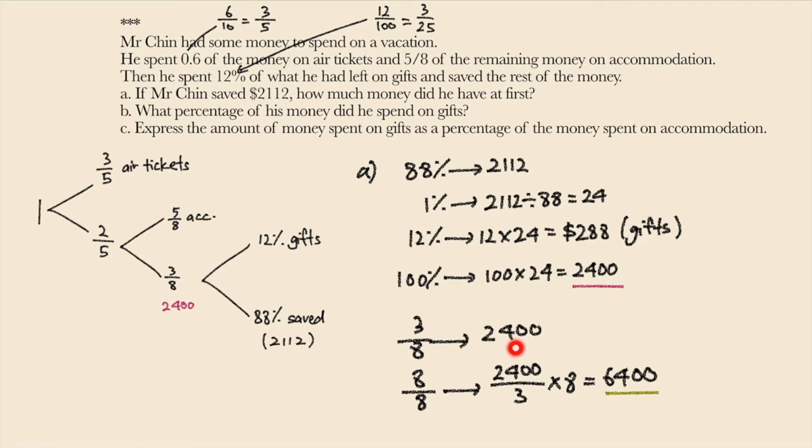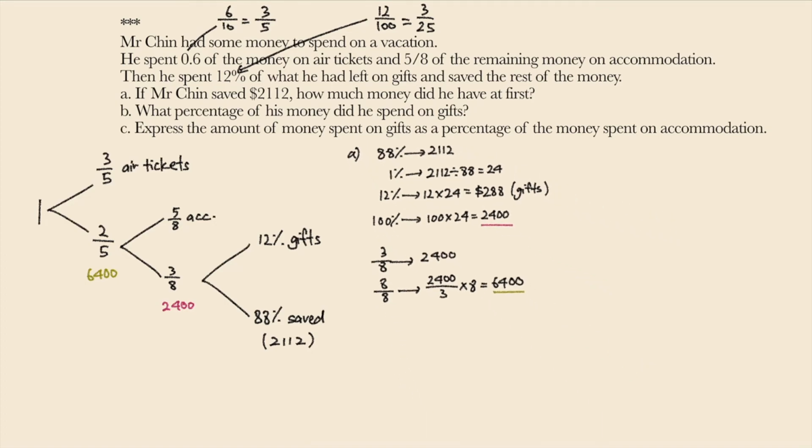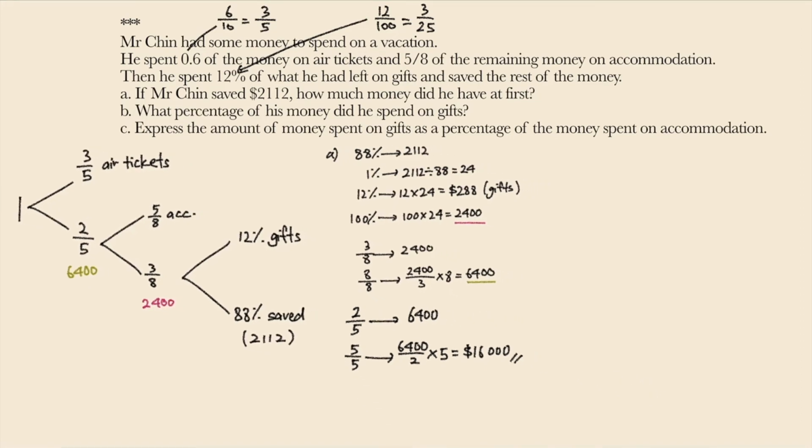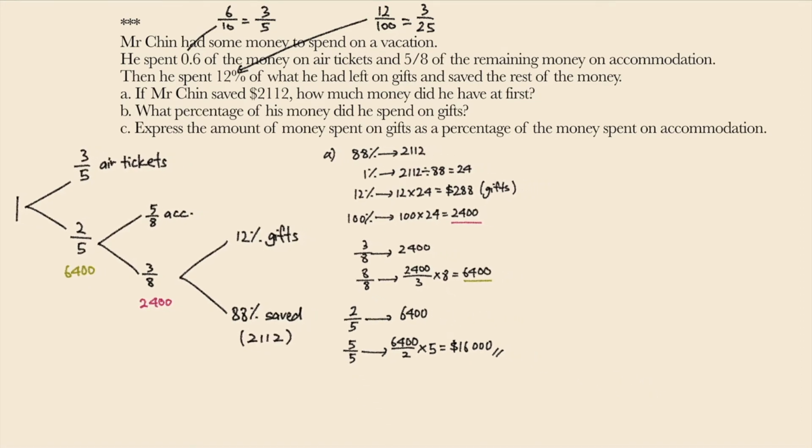3/8 is 2400. What's 8/8? These two branches added together, 8/8, that's 6400 right there. New equation: 2/5 is 6400. How much did he have at first? We are interested in 5/5 then, so that would be $16,000. Done.